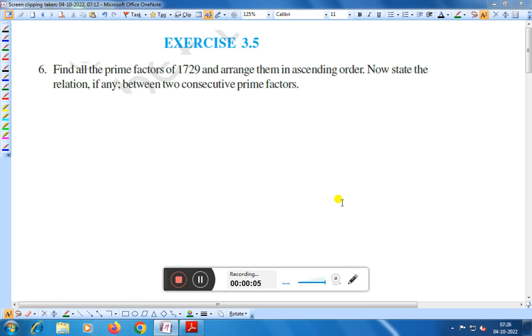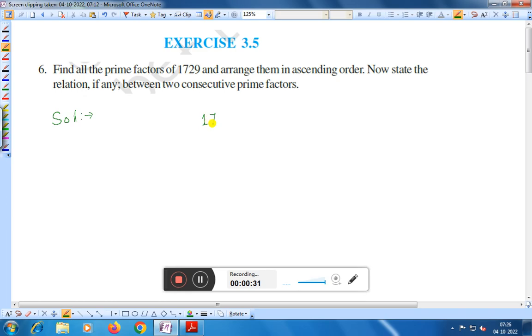Today we shall discuss exercise 3.5 question number 6. Find all the prime factors of 1729 and arrange them in ascending order. Now state the relation, if any, between two consecutive prime factors. First of all, we'll find the prime factors of 1729.